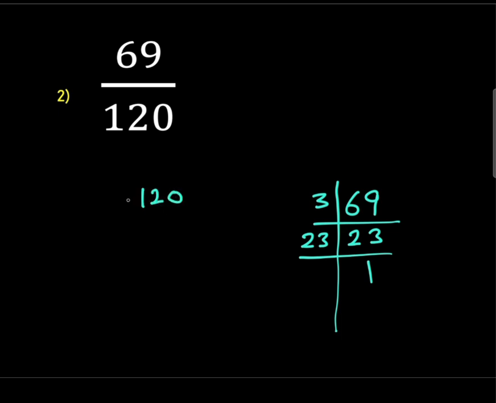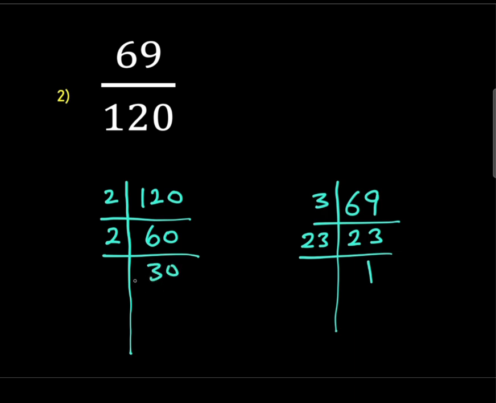Also, factor 120 to its prime numbers. Divide by 2, we get 60. Divide by 2 again, we get 30. Divide by 2, we get 15. Now divide by 3, we get 5. Divide by 5, we get 1.